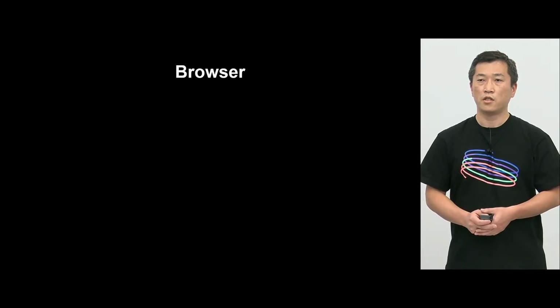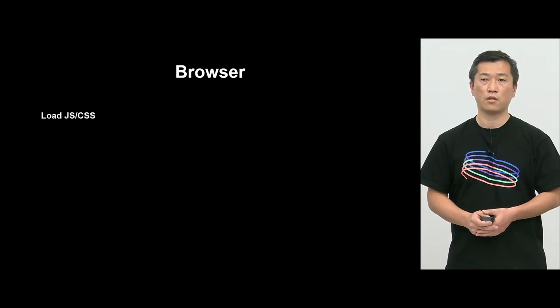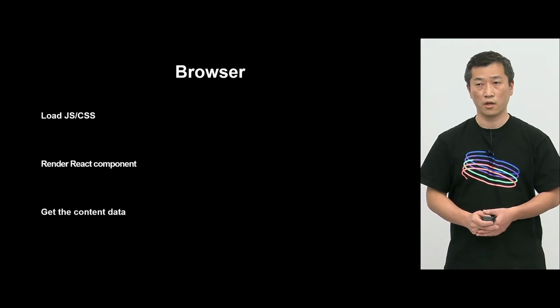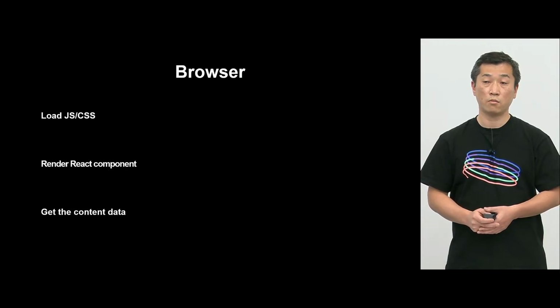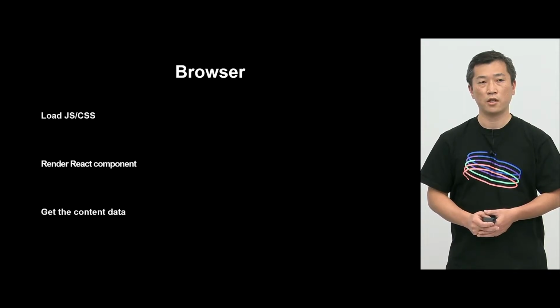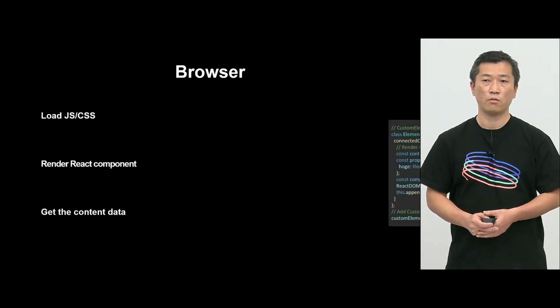So after receiving the page HTML, the JS and the CSS are loaded on the browser, and the React component is rendered. And from each component, content data can be acquired. And after loading JS and CSS, this will be the implementation inside the Puta. So we talked about the custom element on the front side. So this needs to be React.